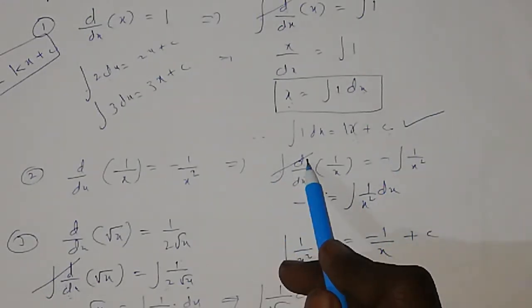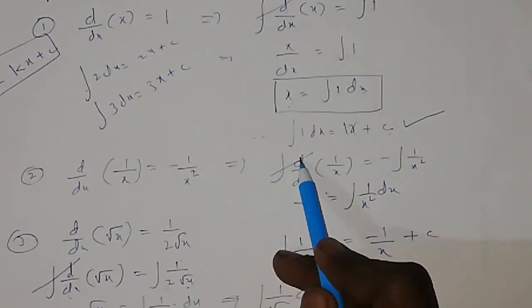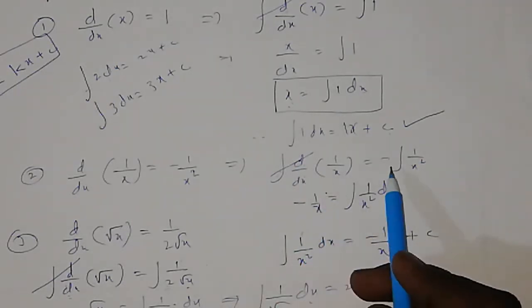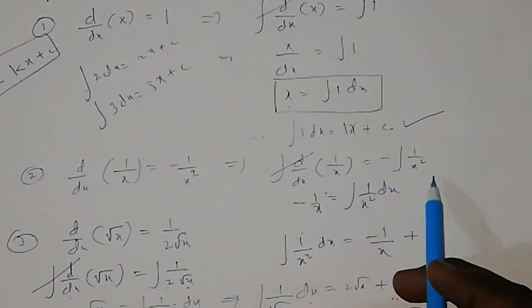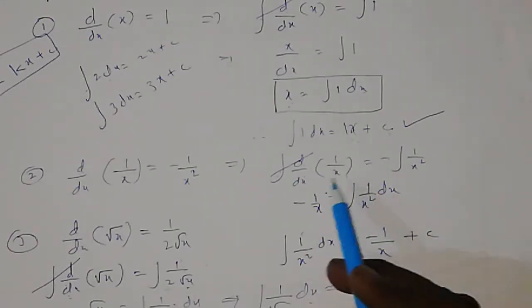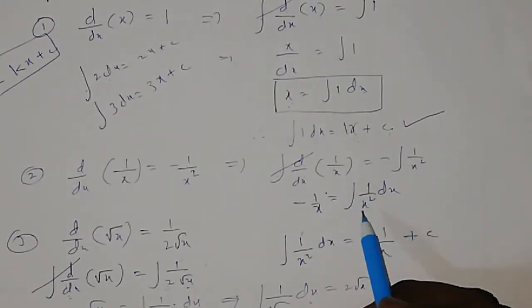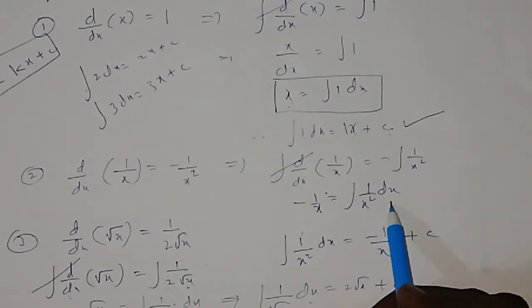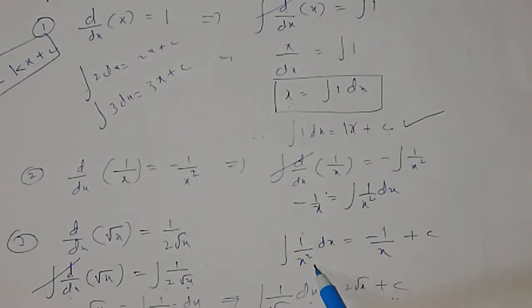Here integration and derivation cancel because it is the antiderivative. So what are we getting now? I am sending minus to this side and dx to the right side. So minus 1 by x is equal to integration of 1 by x square into dx. So this is the formula for integration of 1 by x square: integration of 1 by x square dx is equal to minus 1 by x plus c. This is the second formula.